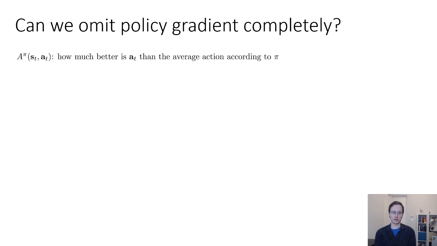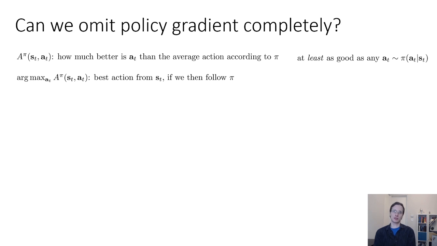Here's a way to make this intuition a bit more formal. A pi (ST, AT) is our advantage. That's the difference between our Q value and our value. Intuitively, the advantage says how much better is AT than the average action according to the policy pi, where pi is the policy for which we calculated this advantage. So the argmax with respect to AT of A pi (ST, AT) is the best action that we could take from ST if we follow pi thereafter.